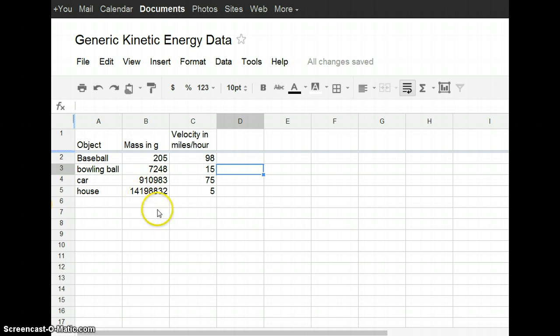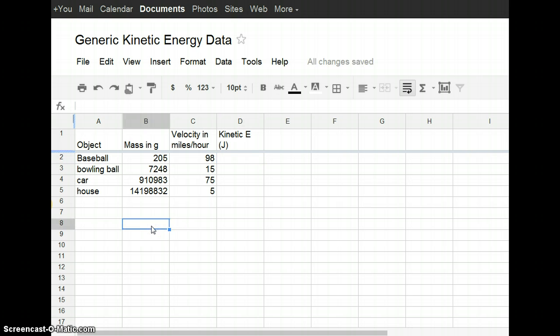So here I have some very generic data that I just sort of came up with. Some objects, baseball, bowling ball, car, house, their masses in grams, and measured velocity in miles per hour. And what I'm trying to do is determine the kinetic energy of all these objects. So I want a column right here that is kinetic energy, and I want it in units of joules, which is kilogram meter squared per second squared.